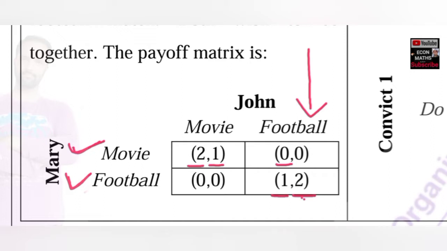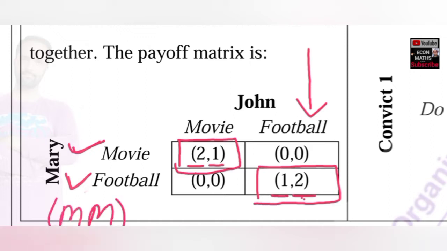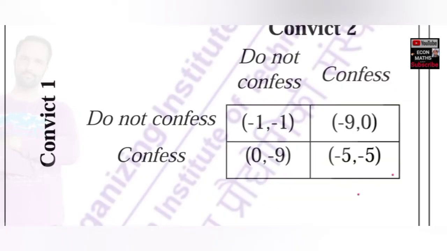Okay, so what we have here, we can clearly see we have two numbers underlined in two cells. So these two numbers denote the Nash equilibrium. So the Nash equilibria in this case are movie and football. So we have two Nash equilibria for game A. Okay, now let us see the second game. In this case we have convict 1 and convict 2.